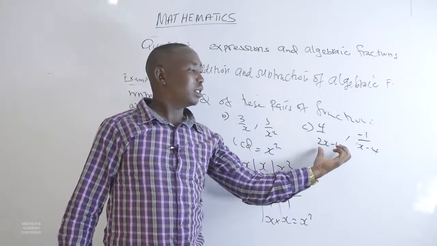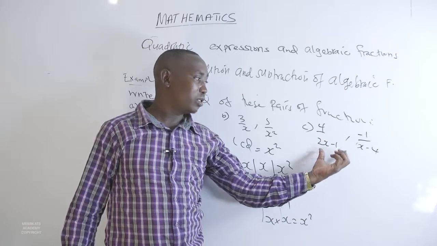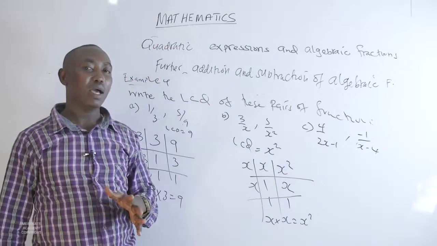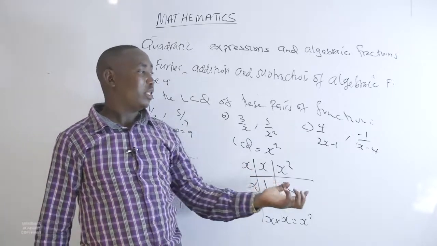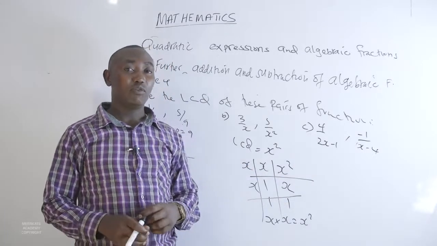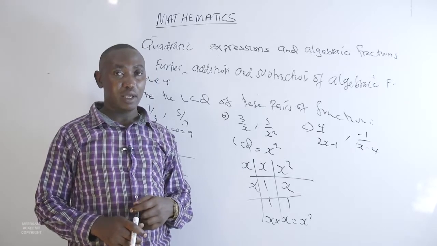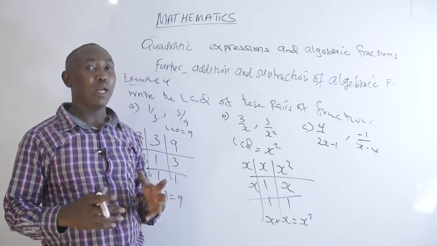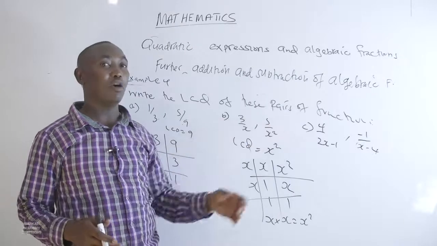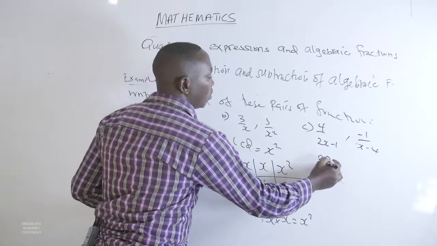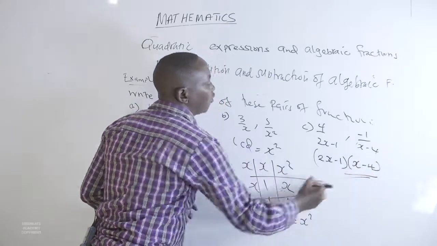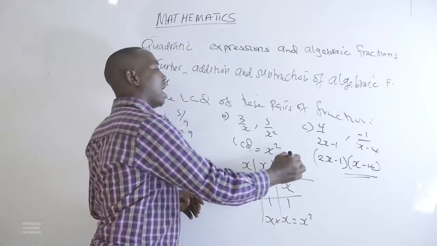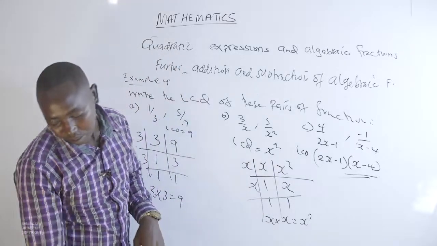Now this is a case where we have two numbers in the denominators that are not like terms. In this particular case, to obtain the LCD, you get what we call the binomial product of the denominators, and that will be 2x minus 1 multiplied by x minus 4. That will be your LCD.